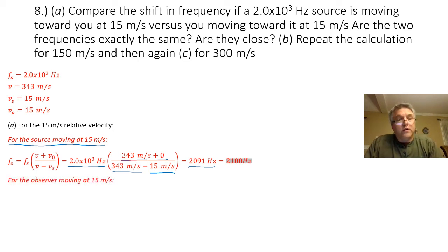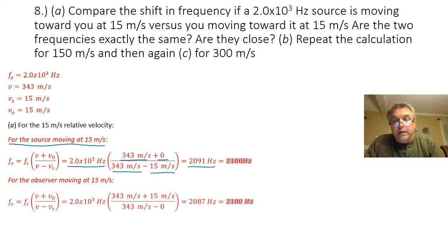For the observer moving at 15 meters per second, now my observer is moving and my source is stationary. So once again, I plug in my frequency of the source, the speed of the sound wave, but now my source is stationary, so its velocity is 0, and my observer is now moving, and their velocity is 15 meters per second. Now when I do that math out, the observed frequency, I should say, should be 2087 hertz, which rounds again to 2100 hertz.